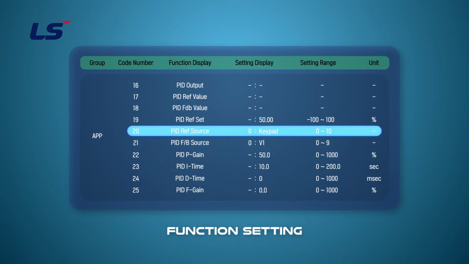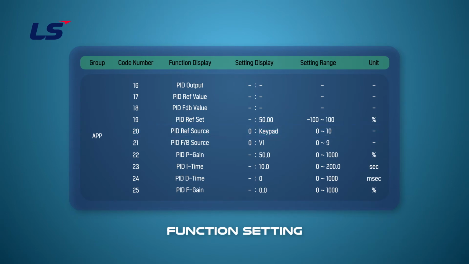The PID reference source means how to set the target value or set point, and the PID feedback source means how to receive the detection value or feedback. If APP20 is set as a keypad, the target value can be entered into the APP19 PID reference setting. The currently set target value can be checked in APP17.